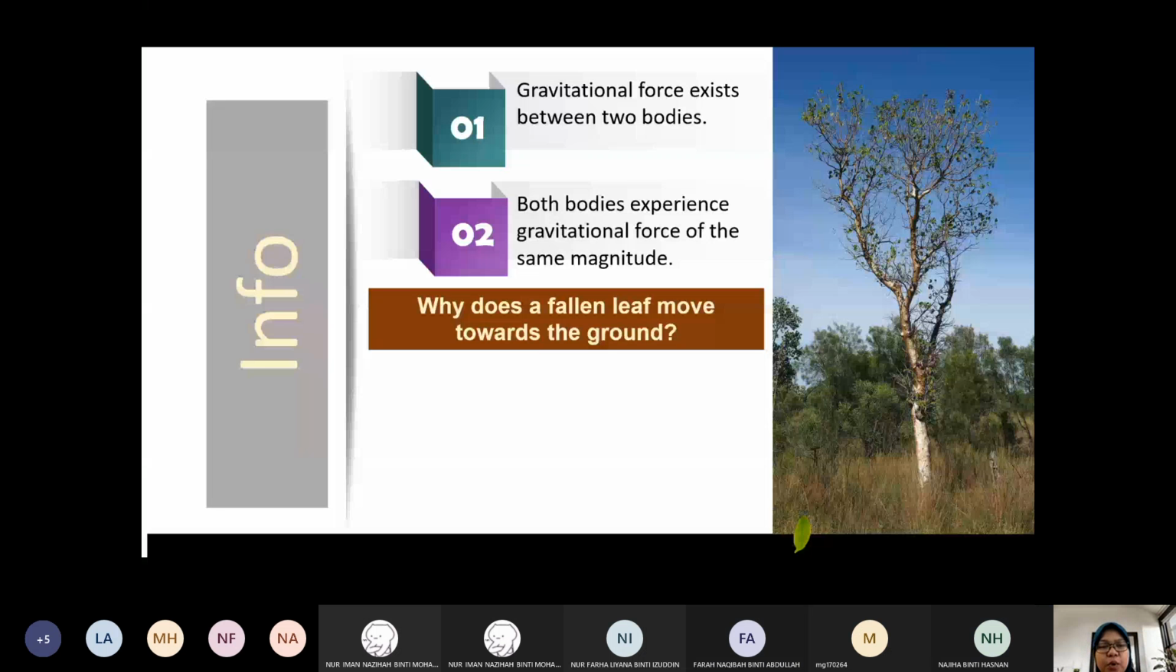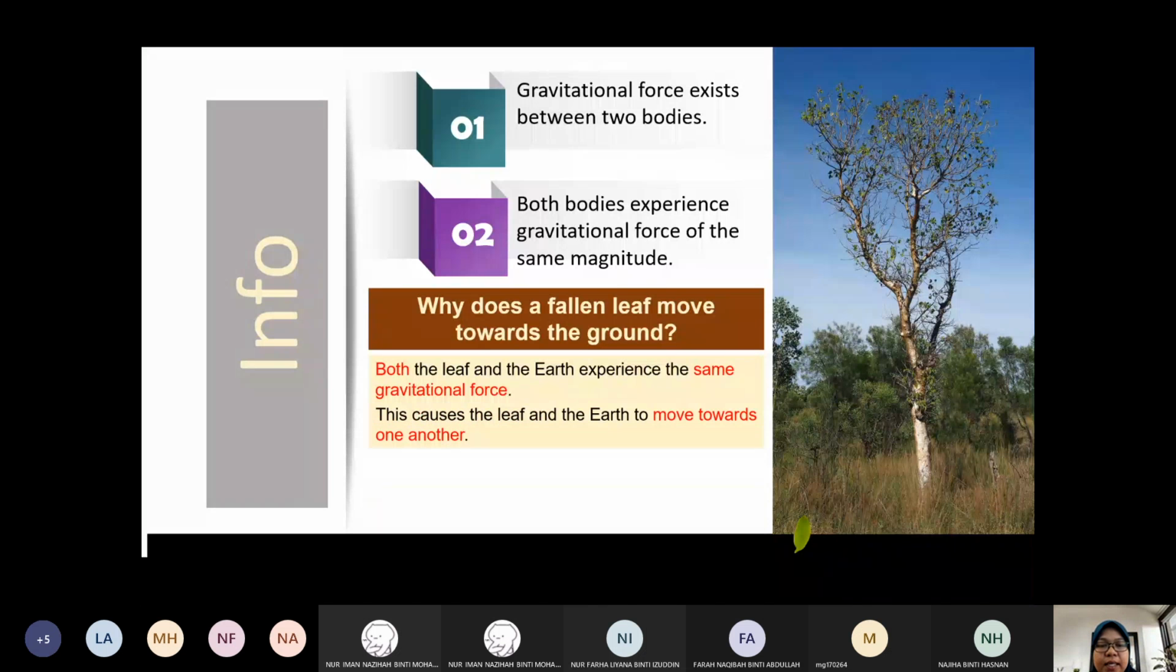Okay, well done. So both the leaf and the earth experience same gravitational force. So you must understand that. Same gravitational force. Maksudnya value dia sama. Now, this causes the leaf and the earth to move towards one another. Jadi sebenarnya when a leaf is falling down, actually the leaf is moving towards the earth, and the earth also is moving towards the leaf.